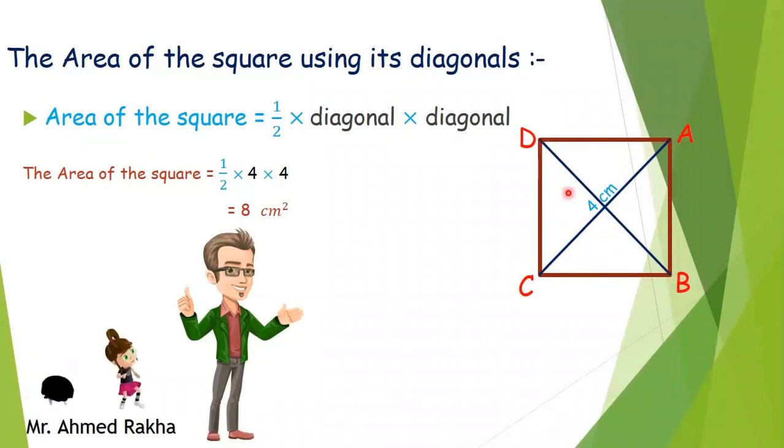Here we have 4, so we calculate it like this. The area of the square equals half multiplied by 4 multiplied by 4. That means half of 4 equals 2, times 4 equals 8. So the area of this square equals 8 square units.